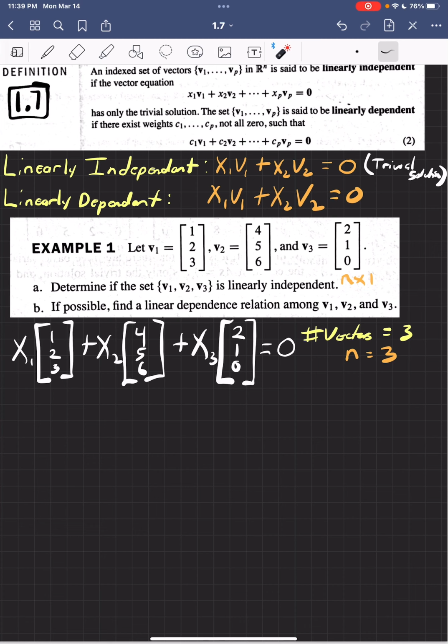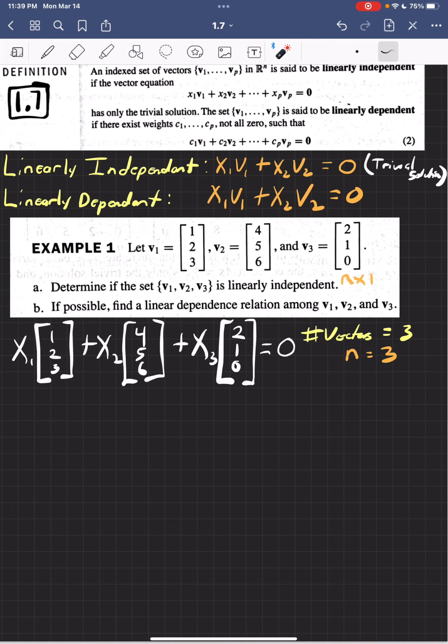Okay, so the question is asking, determine if this set is linearly independent, meaning the only way to make this equation equal 0, the way you can do it is if you choose scalars of 0. 0 plus 0 plus 0, right? If that's the case, then yes, it is linearly independent. If that's not the case, then we answer no to this question.